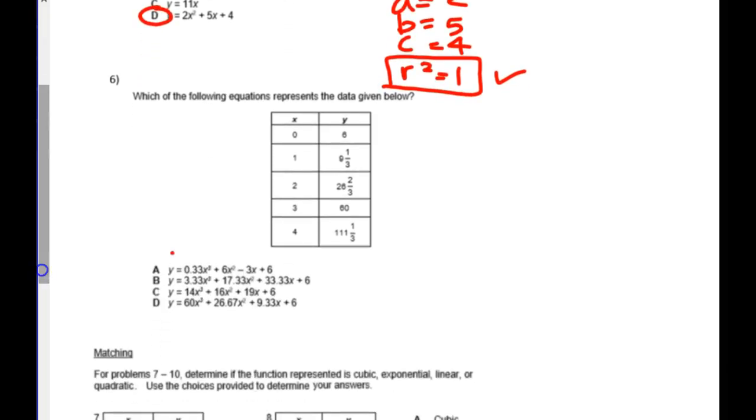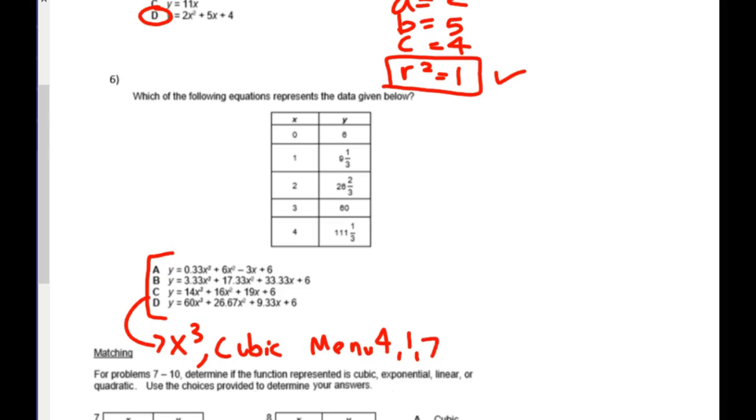Alright, now every one of these has x cubed, which is cubic. Let's try it again. X cubed, which is cubic, which is menu 417, I believe. Okay, so let's do this.